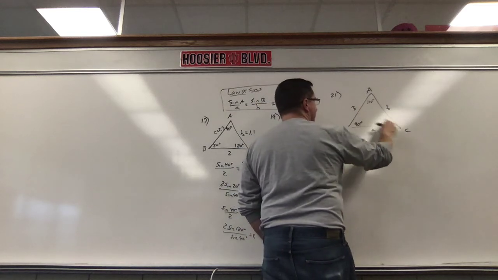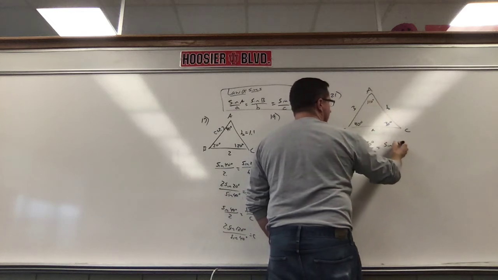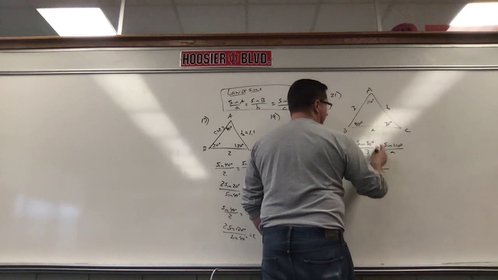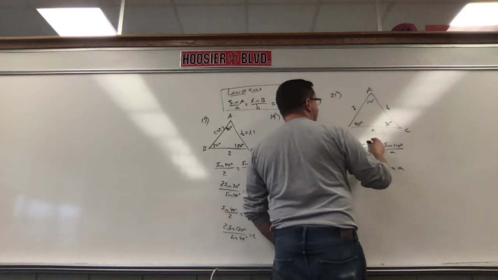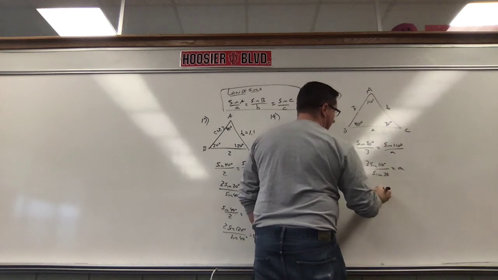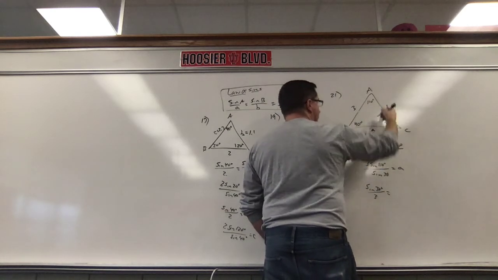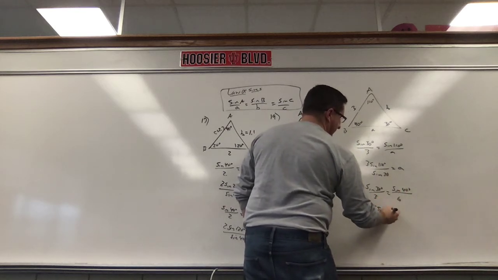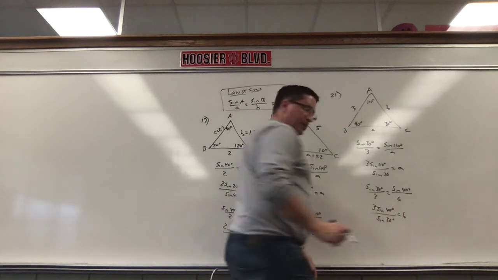I know both c's, so the sine of 30 over 3 equals the sine of 110 over a. 3 times the sine of 110, whatever that is. Divide that by the sine of 30. That's little a. And then we got to find out little b. So we're going to take the sine of 30 over 3 again. Sine of 30 degrees over 3 equals the sine of 40 over b. So 3 sine 40 divided by the sine of 30. And we type them in.